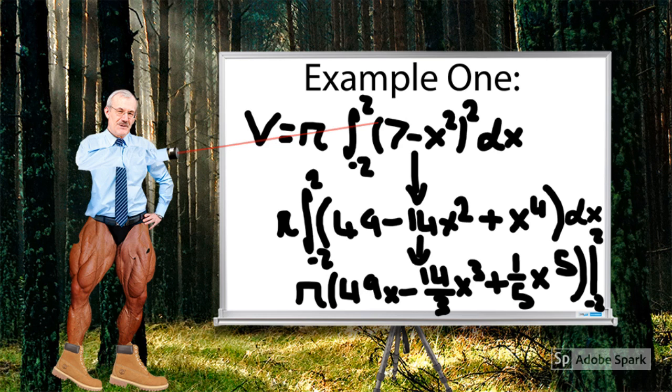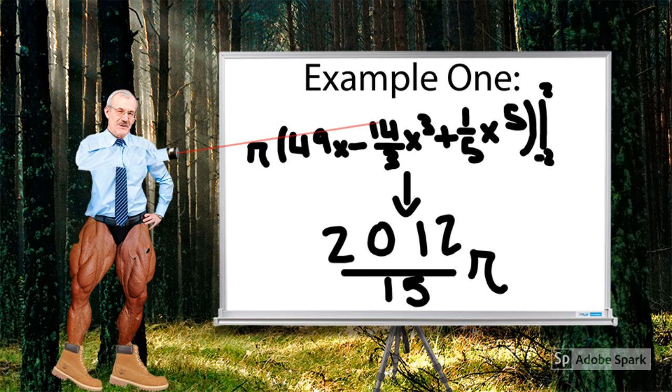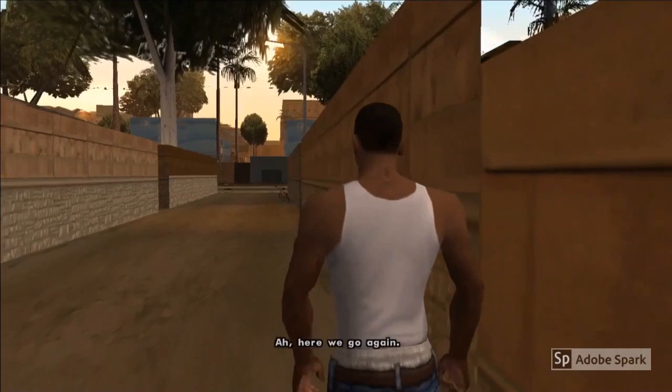Getting the antiderivative of that, we get pi times 49x minus 14 over 3 x cubed plus 1/5 x to the fifth from negative 2 to 2. Finally, solving the antiderivative from the previous slide, we get 2012 over 15 pi.